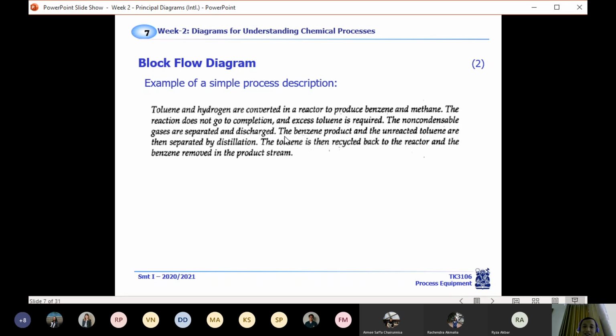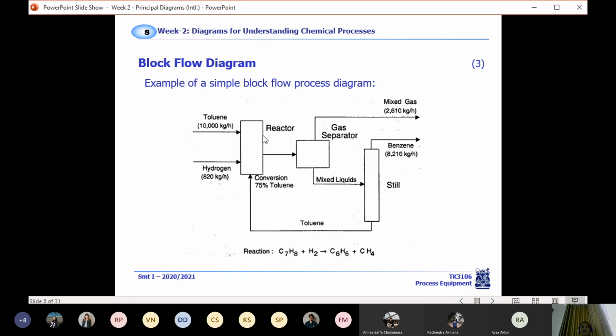And then the second-stage separation, where we would like to separate the product, which is benzene, from the unreacted toluene. So it will use distillation, and then the last sentence mentions the recycle, the block of recycle. Why? The toluene is recycled back to the reactor and benzene is removed to the product system. So we can make a sequence there, as I mentioned.